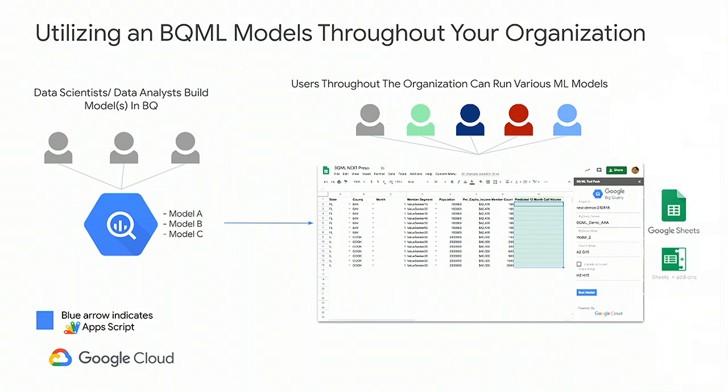So we have the Google Sheet on the right, and really the only thing you need to do to expose that model to your organization is you need to give a user who wants to use the model access to the underlying data set and the model inside of BigQuery. So it's as simple as provisioning a user access to that model and that data set. And then users throughout the organization can utilize this.